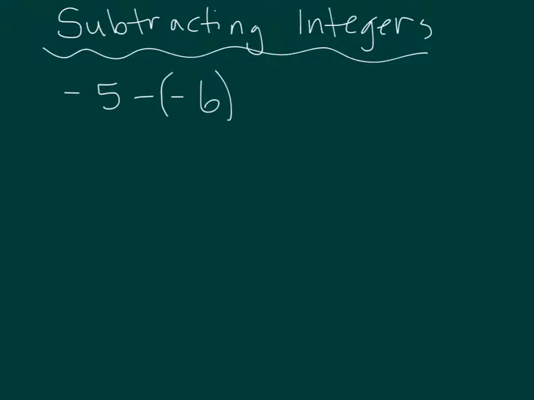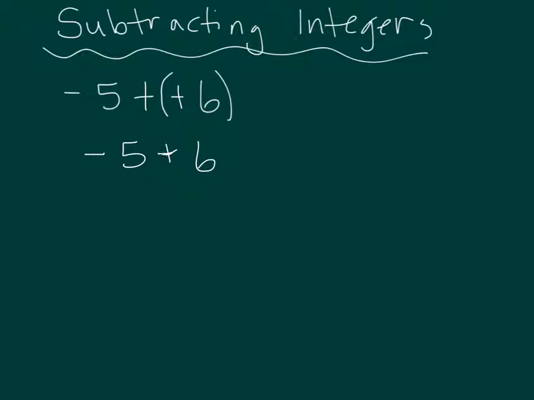This video will be to review subtracting integers. When you have a problem like -5 minus a -6, you cancel, or bloop bloop, here and here, making the problem -5 plus 6.